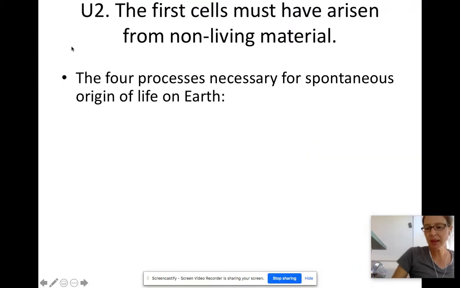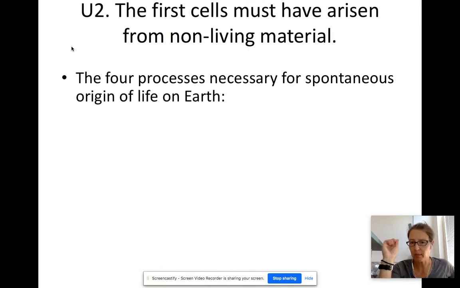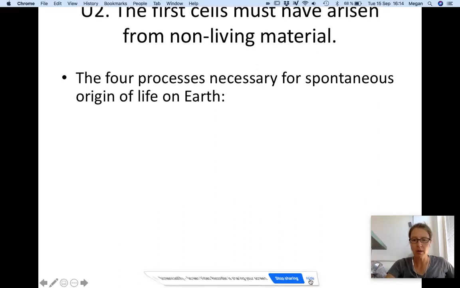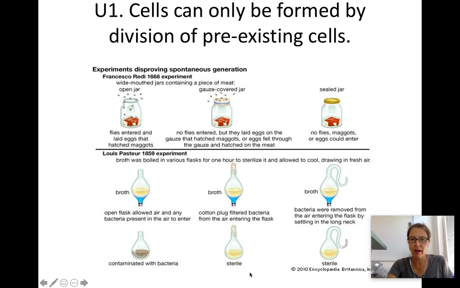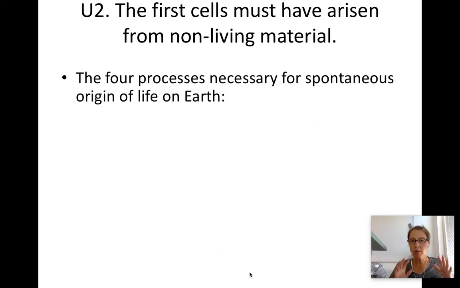Okay, so in this little video, I'm going to go over how the first cells actually must have arisen from non-living material. So how do we go from inorganic, non-living to living? Because we know spontaneous generation doesn't occur now, but at some point we had to have gone from the non-living to the living. And so there's four main processes that scientists believe need to have happened to be able to go from non-living to living. So for that spontaneous origin of life.